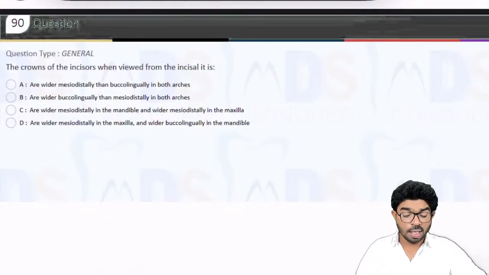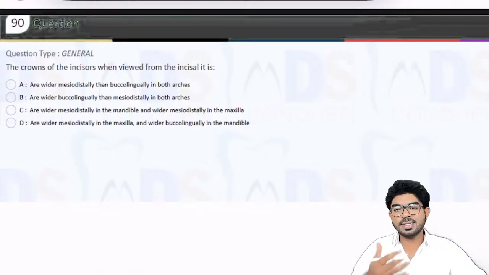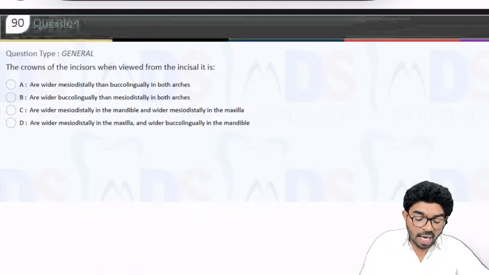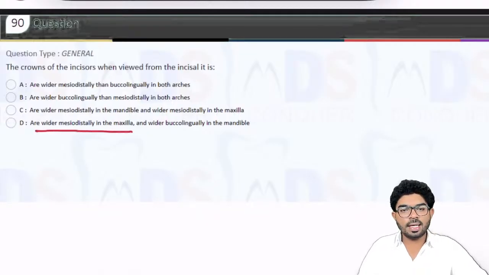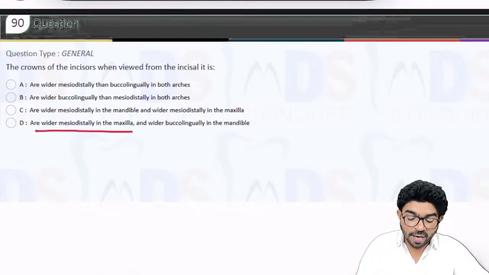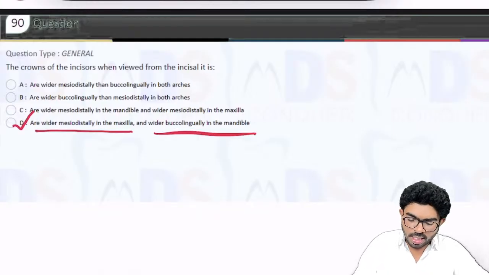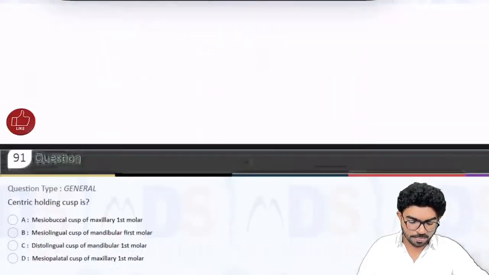Next question, crowns of incisors when you are viewing incisally, meaning when you are viewing occlusally. How are the crowns of incisors going to vary? They are wider mesiodistally in the maxilla, and they are wider buccolingually in the mandible. Simple, straightforward question. The answer is option D.